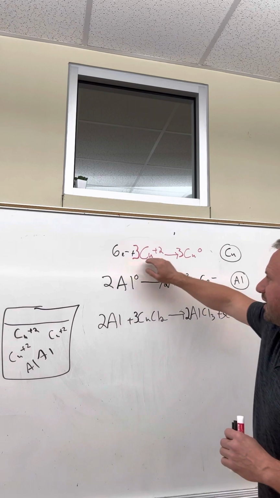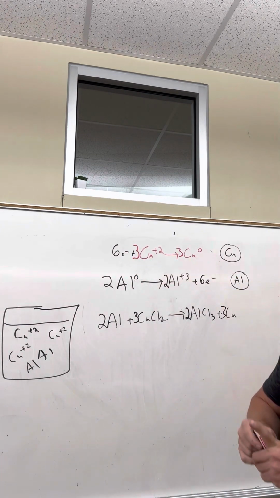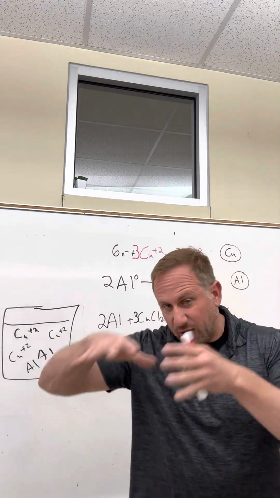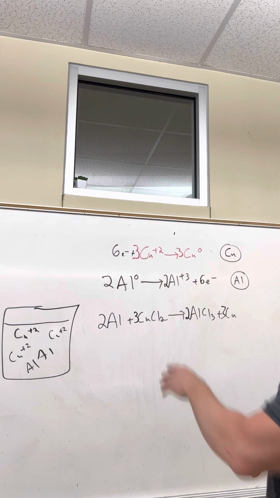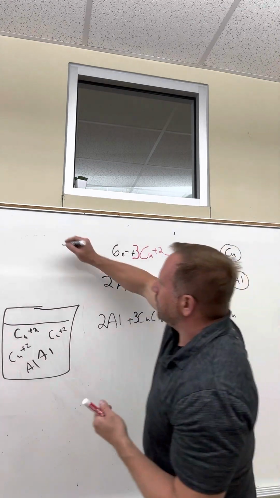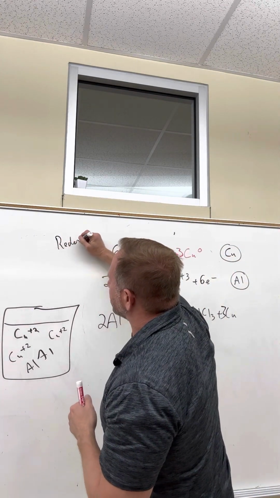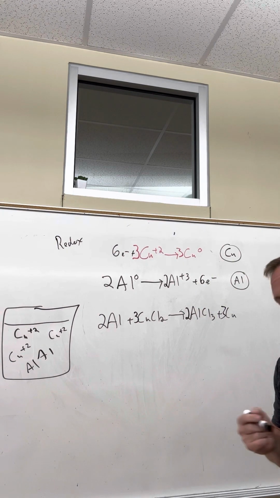We would say that this guy got reduced. A positive 2 to a 0. A 2 to a 0 is a reduction in quantity of the oxidation number. So it's a reduction. And then we say this guy has gotten oxidized. So we call this whole thing a redox reaction. A redox reaction, reduction, oxidation.